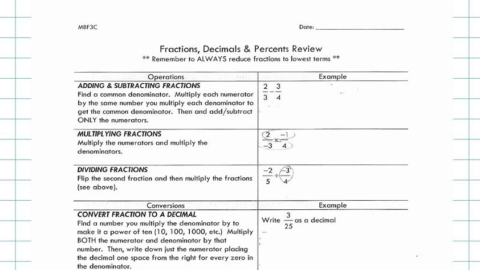Okay? So, adding and subtracting fractions. The rule is the same for both adding and subtracting. In order to add and subtract fractions, you must have the same denominator. If you don't have the same denominator, you can't add them. So you always have to find that lowest common denominator, and then you have to multiply the top and the bottom in order to keep the same fraction.